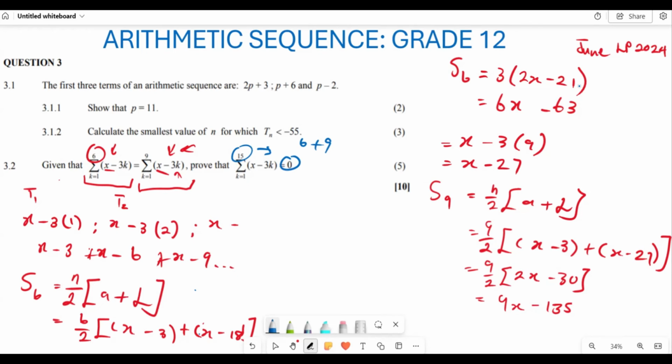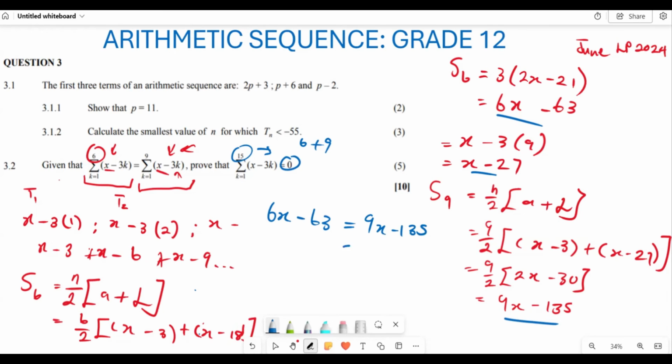So now that we have this, which means now we are going to take these two and equate them just like what they did here. I mean this one, right? Which means we are going to have now what? 6x subtract 63 is equals to what? This is going to be same as equals to 9x subtract 135, right? We can collect like terms here.